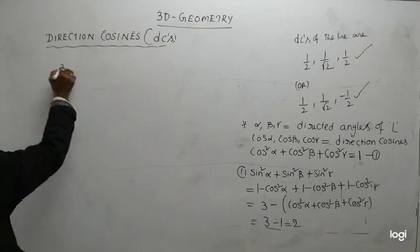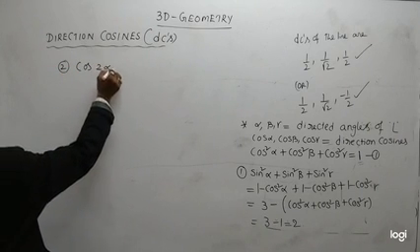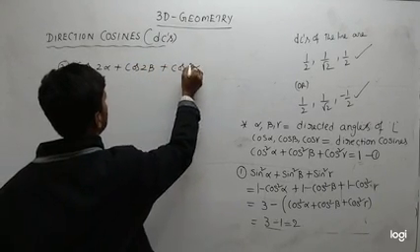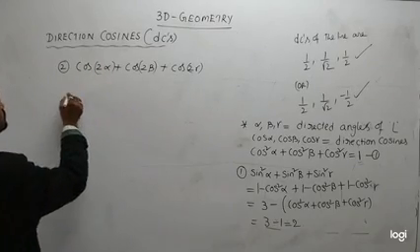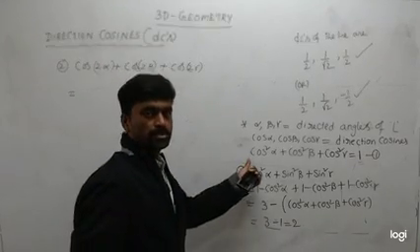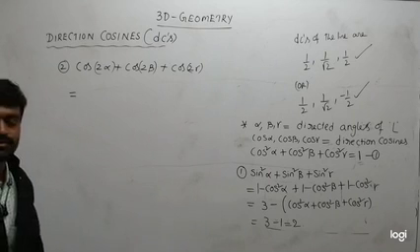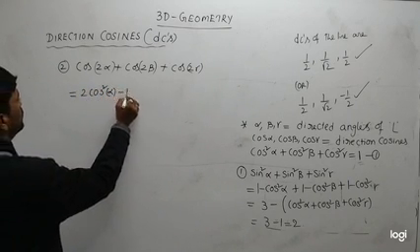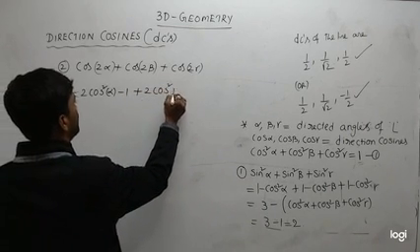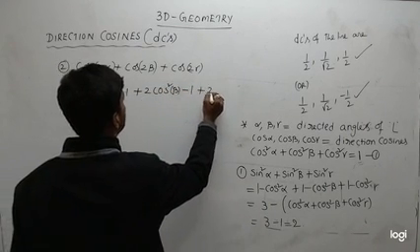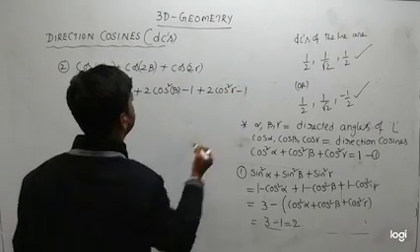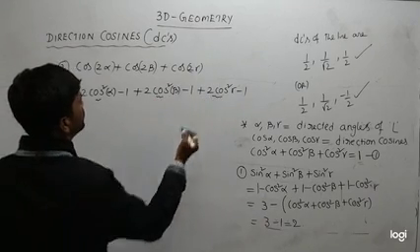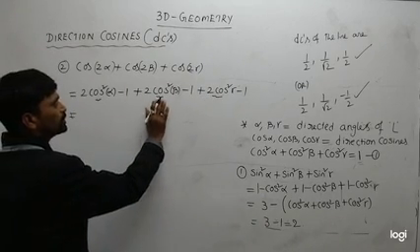What is cos 2 alpha plus cos 2 beta plus cos 2 gamma, in the same question? So we know this relation, then convert all these three in terms of cos alpha, cos beta, cos gamma. So cos 2 alpha is 2 cos square alpha minus 1. Cos 2 beta is 2 cos square beta minus 1. Cos 2 gamma is 2 cos square gamma minus 1. So 2 cos square alpha, 2 cos square beta, 2 cos square gamma.